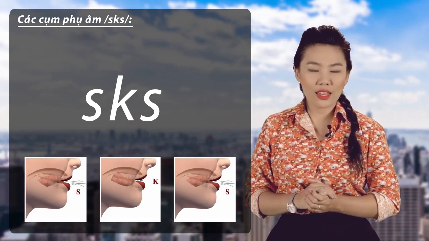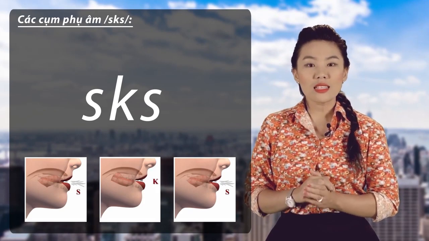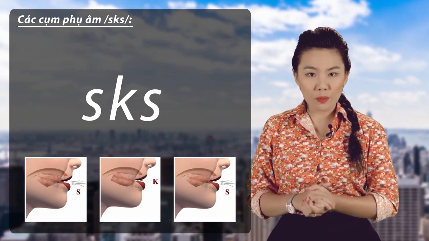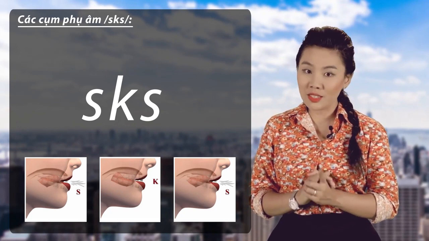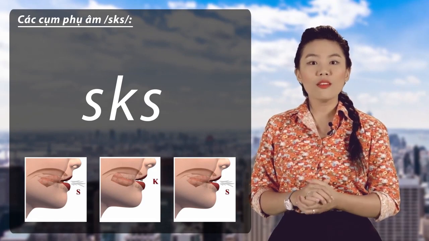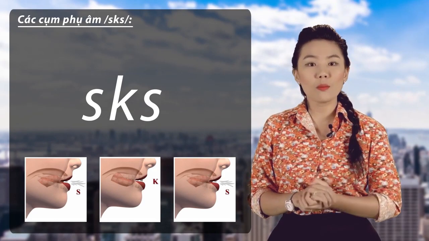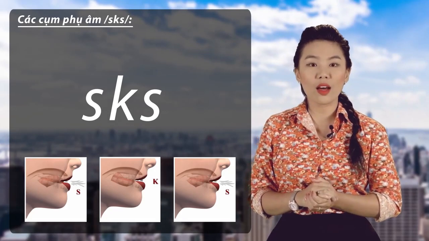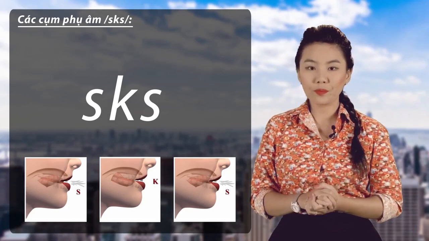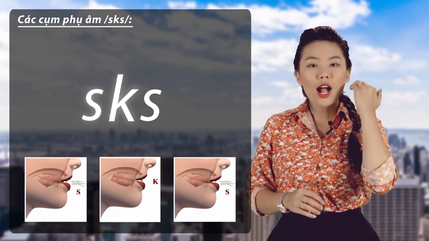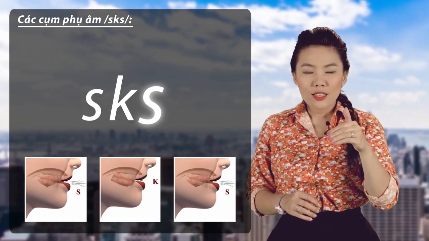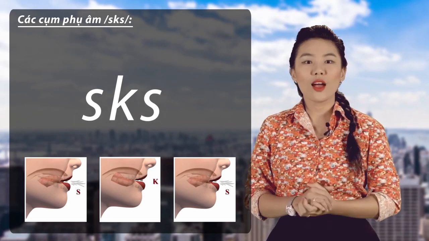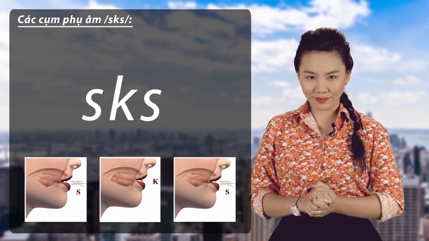Tạm dừng video này và thực hành nói âm và cảm nhận lưỡi của chúng ta di chuyển từ phía trước của miệng khi chúng ta nói âm thứ nhất, rồi lưỡi di chuyển đến phần sau của miệng khi chúng ta nói âm k, và sau đó lại trở về mặt trước của miệng khi chúng ta nói âm thứ hai. Và tạm dừng video.